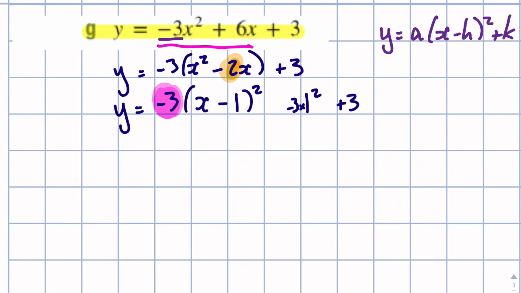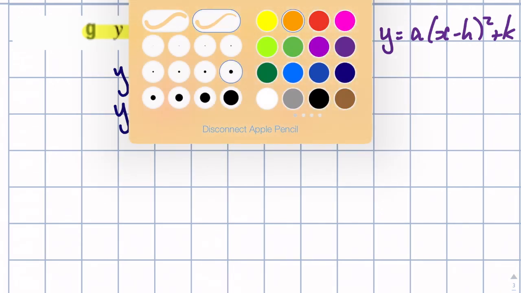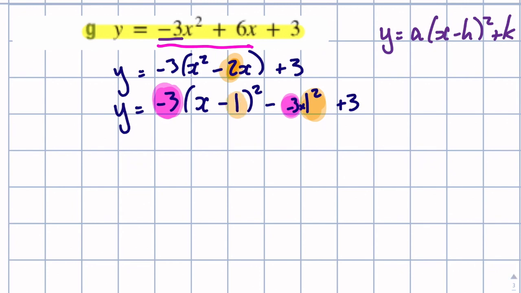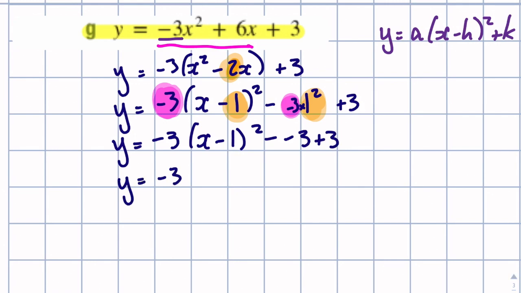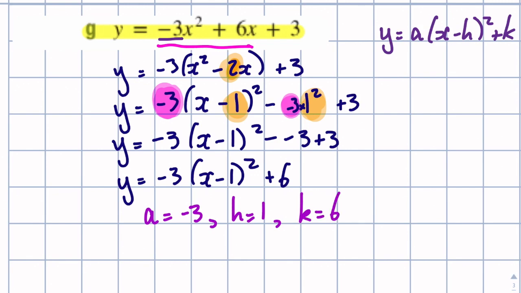Does that make sense? I'm just going to fix this up. So whatever number is out the front has to go out the front of this one squared as well, and that one came from there. So we've got y equals negative 3 out the front of (x take 1) squared, take negative 3 plus 3. So we get y equals negative 3 (x take 1) squared, plus 6. So here, a equals negative 3, h equals 1, k equals 6.